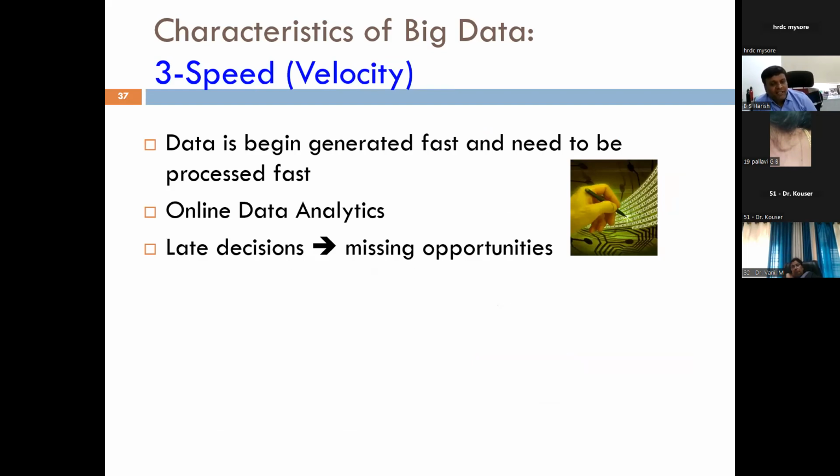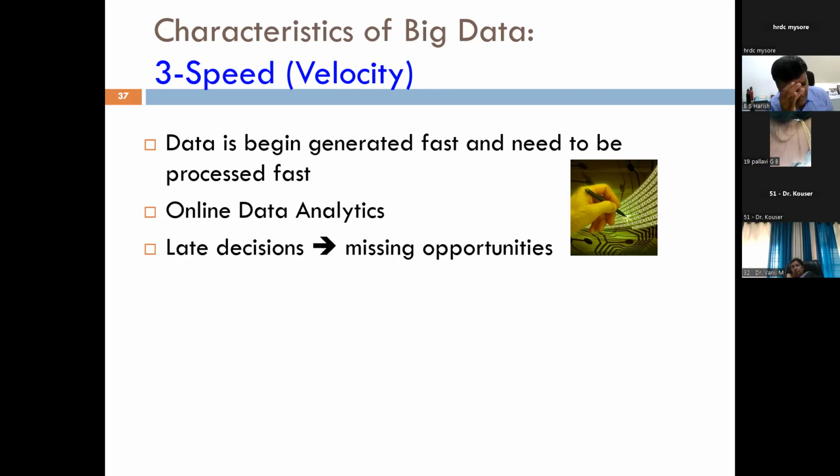And the third one is with respect to velocity, right? I think I've already told it by taking the example of an online portal, either Amazon or Google. How fast the data is executed and analyzed, that is the best part of the third important characteristic, which is called velocity. The data is being generated fast and needs to be processed fast. The acquisition of the data should also be fast. The processing of the data should also be fast.